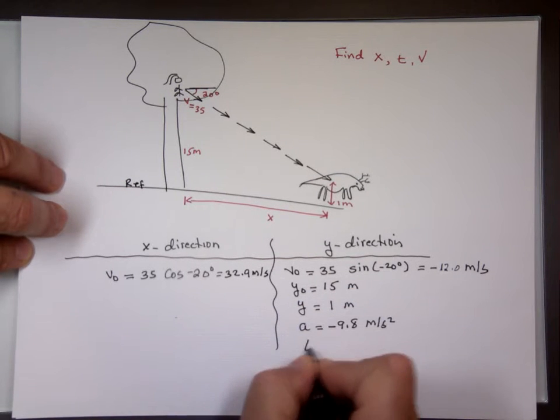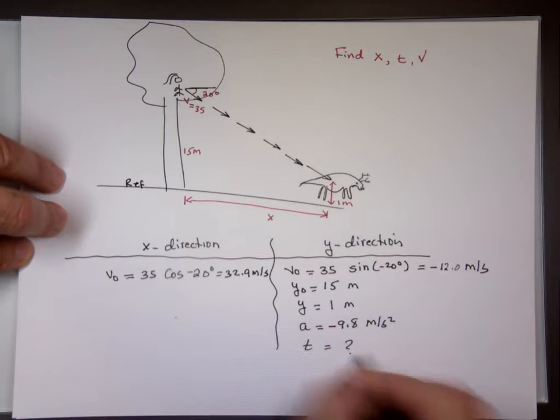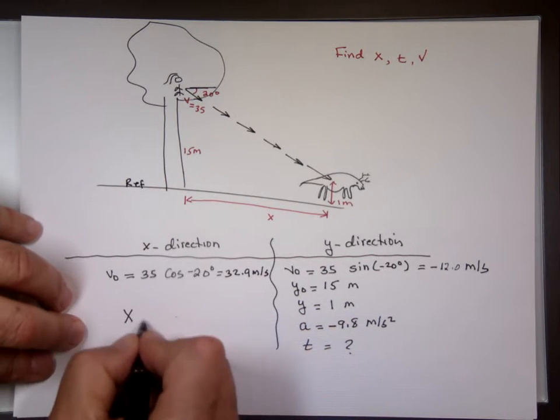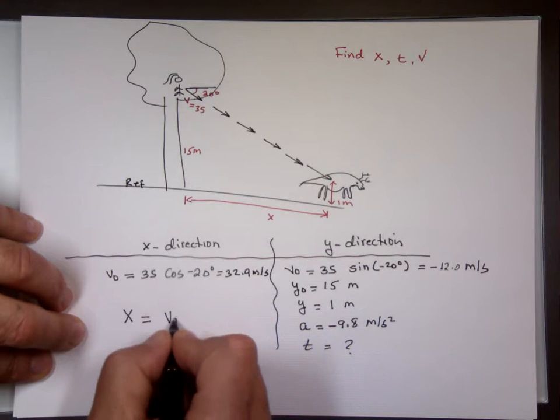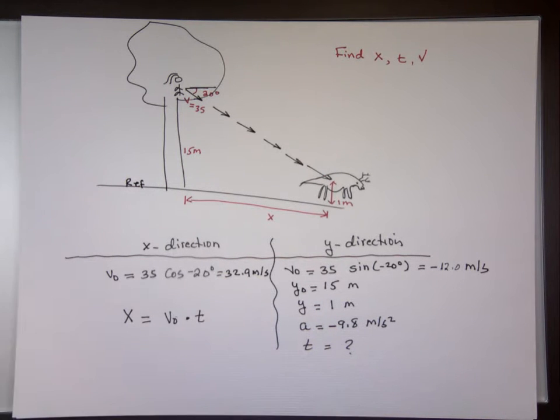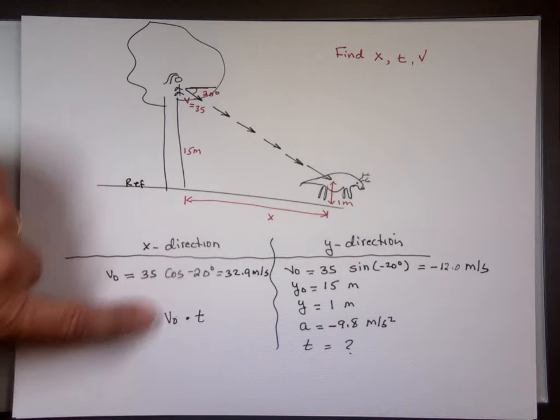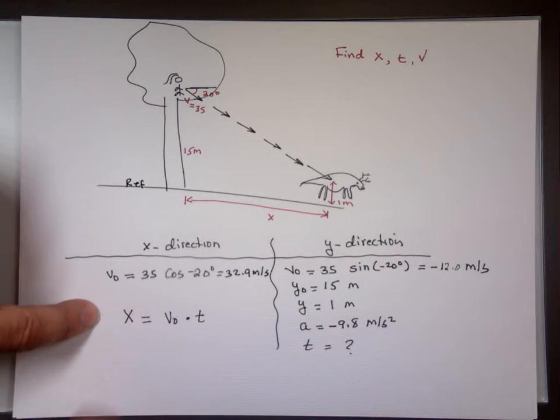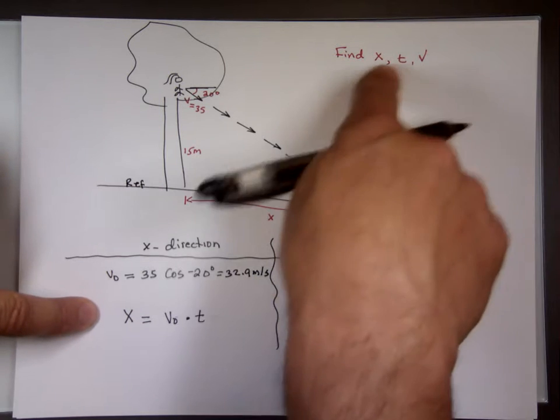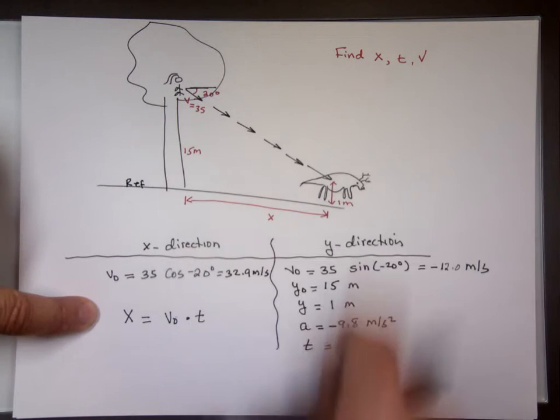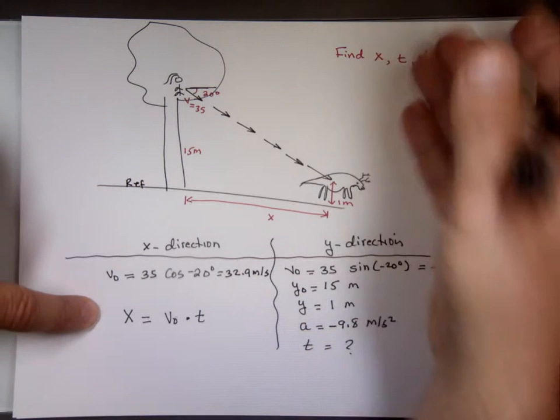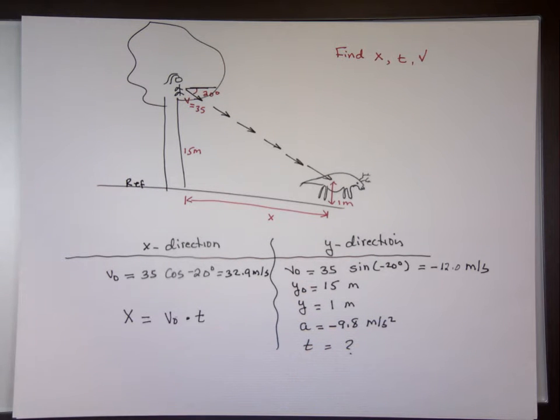Can I find the time? Because if I know the time, I can come back to this and find x. Remember, there's only one equation in this direction. So I need the time. I have V0 here. If I know the time, I can find x. So let me find the time first. That would answer one of the questions. I'll come back and find x. That will answer the other question. Then I can go back and find the velocity, which is the third question.